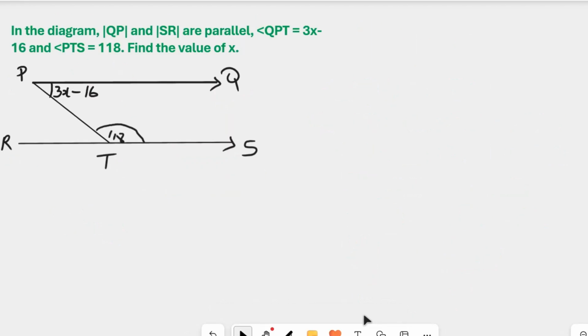Question. In a diagram, line QP and line SR are parallel. As you can see, the arrows are there to let you know that they are parallel lines. Angle QPT is equal to 3x minus 16. Angle QPT is this angle. And angle PTS is 118 degrees. We have to find the value of x. So how do we find the value of x?